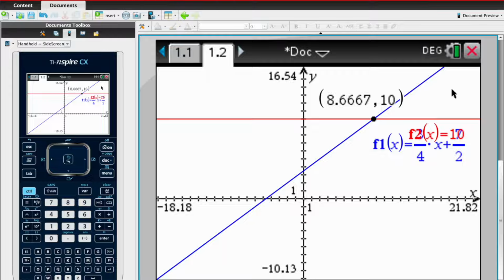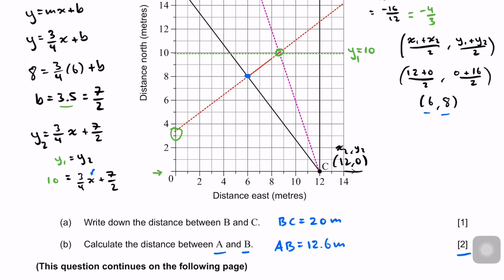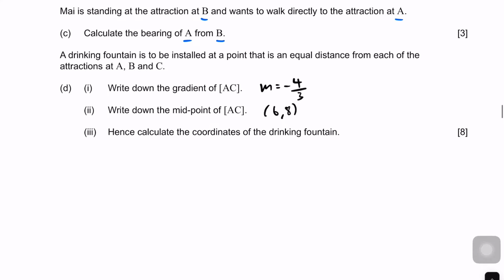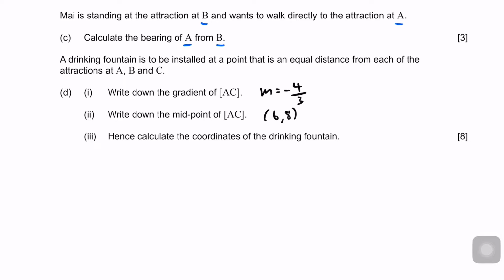So I'm going to go back to the document and write that out. So the ideal location is 8.67 and then 10. And that would be the ideal location. And just to check again, 8.667, 10, that looks to be about right. It's just based on our estimate. So let's see, hence calculate the coordinates of the drinking fountain. Coordinates are 8.67 to 3 sig figs, and the y coordinate is 10.